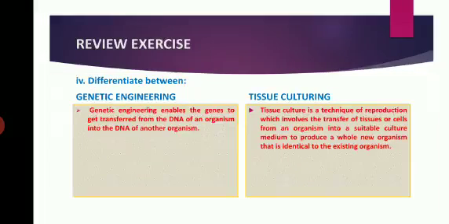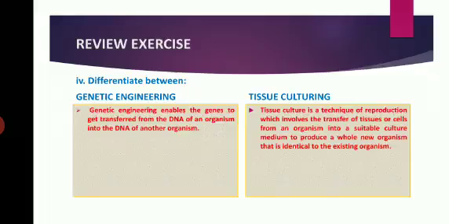Now question number 4 is: differentiate between genetic engineering and tissue culturing. Genetic engineering enables genes to get transferred from the DNA of one organism into the DNA of another organism. Now note this, DNA of one organism into the DNA of the other organism. Here both are alive and real. But in tissue culturing, what happens?